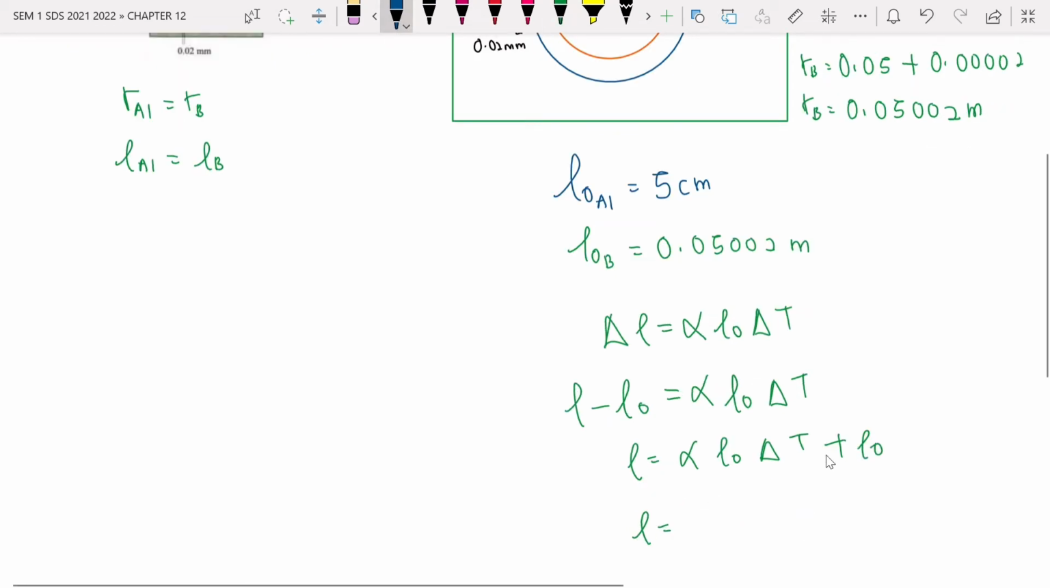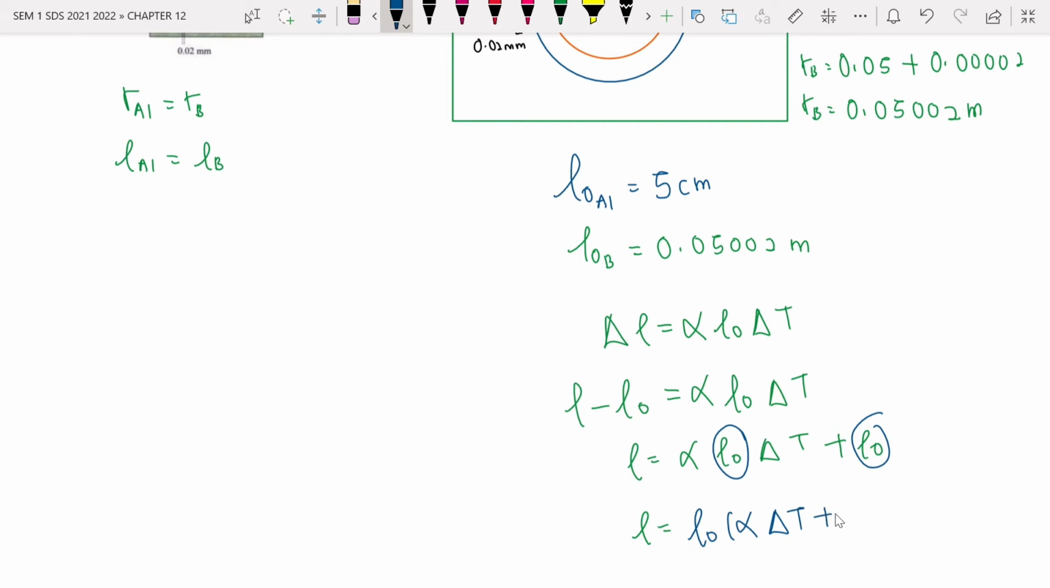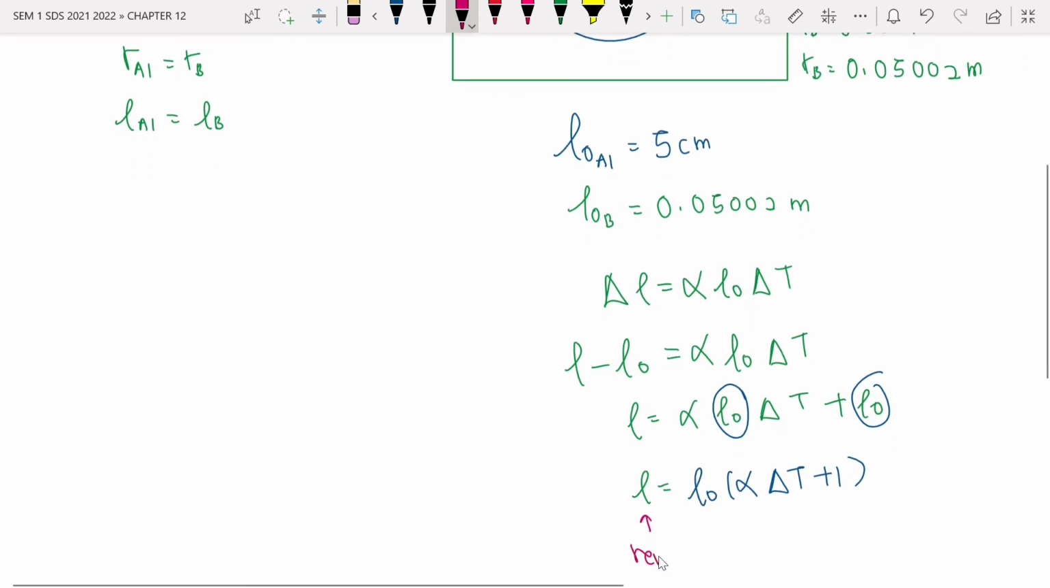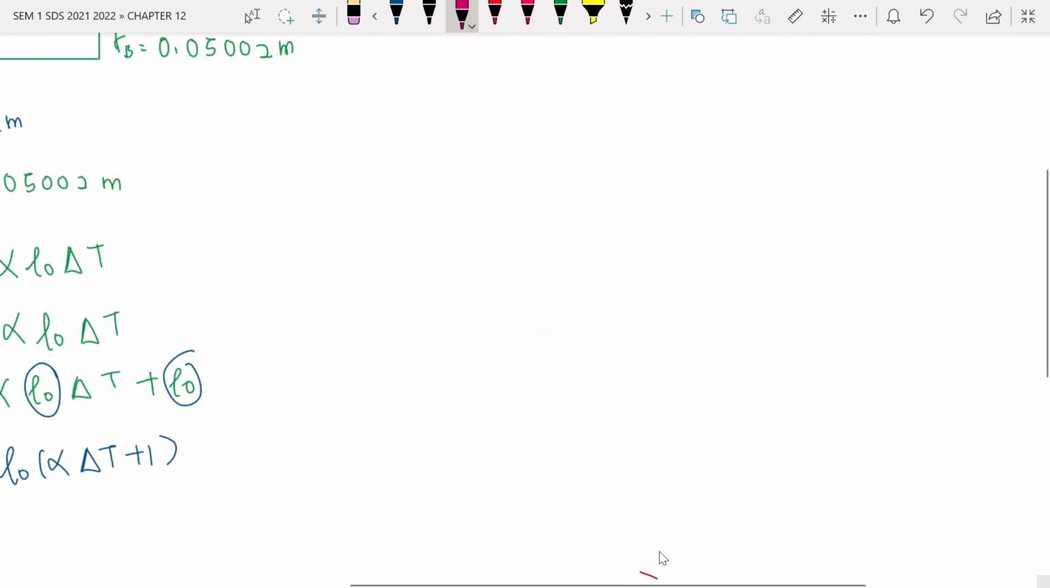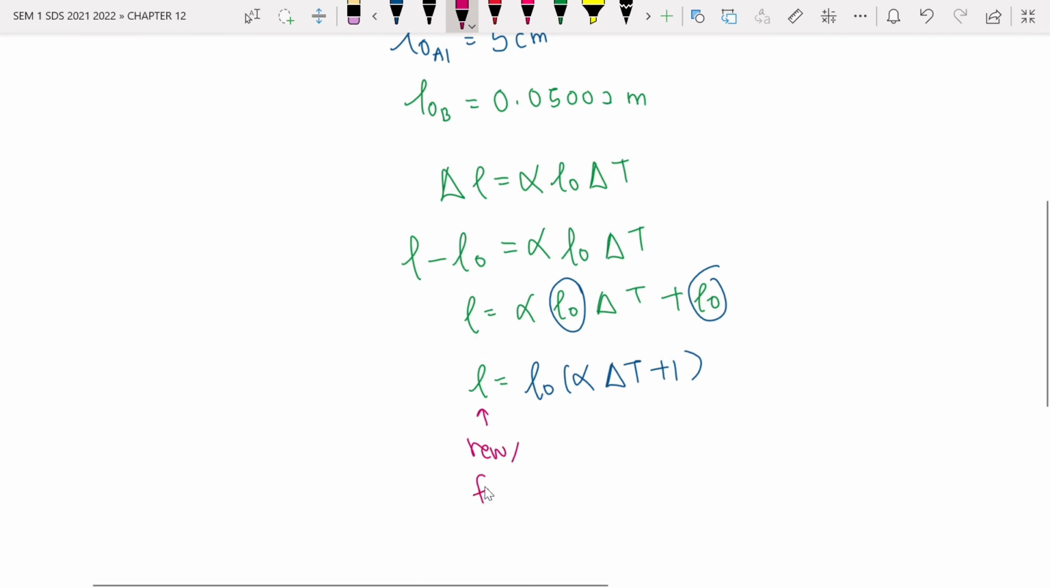So now I'm going to factorize the original length, or the initial length. So we will get initial length times (coefficient of linear expansion times the change in temperature plus 1). Therefore, as we know, this is the new length, or final length, and this is the original or initial length.